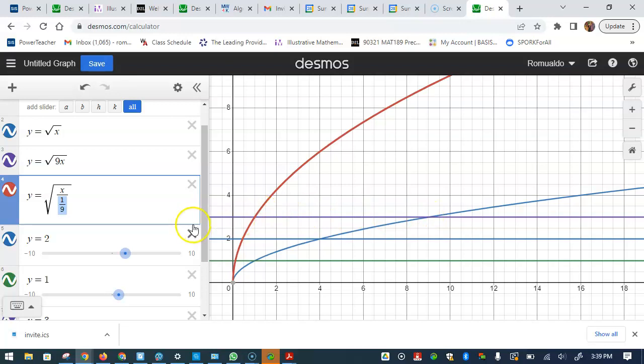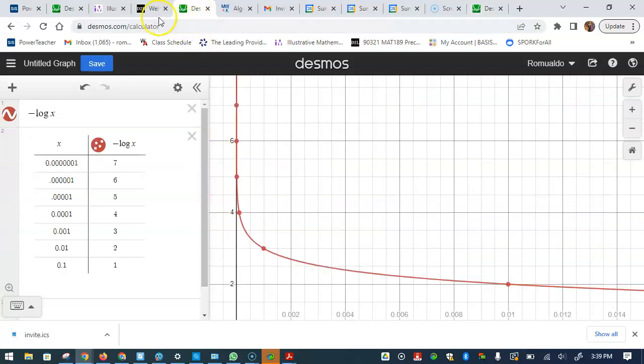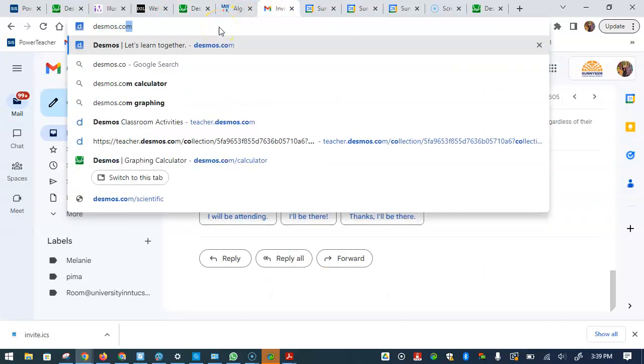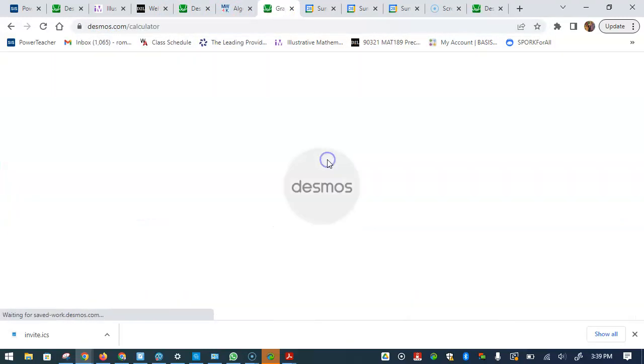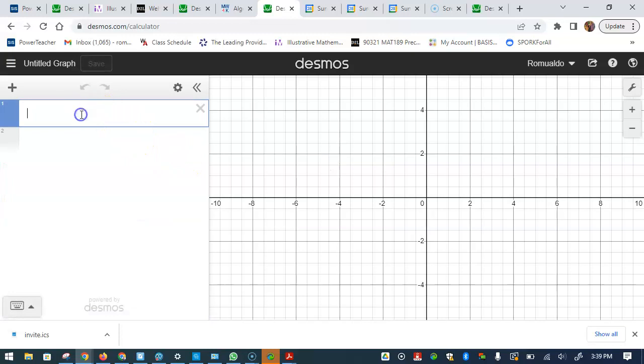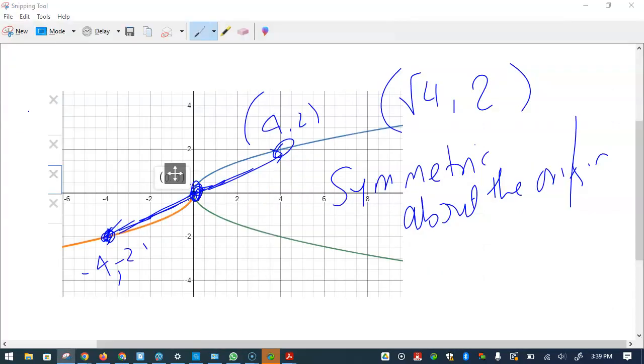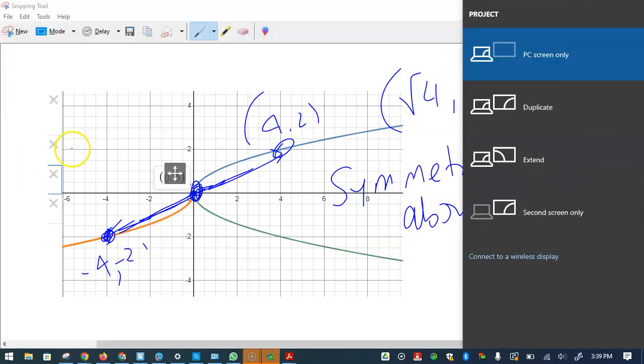Hope that helps. So in the next video, I'm going to show how we extend this idea to the sine graph. So how does sine of x work, and how it's the same idea. If you multiply by 2, it gets stretched by 2. So that's what I'm going to do in the next video.